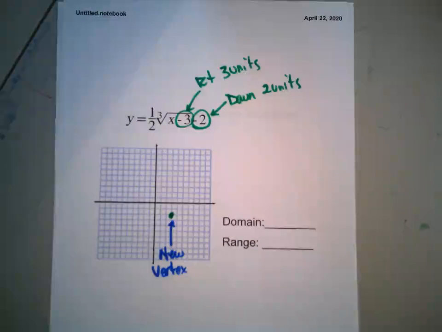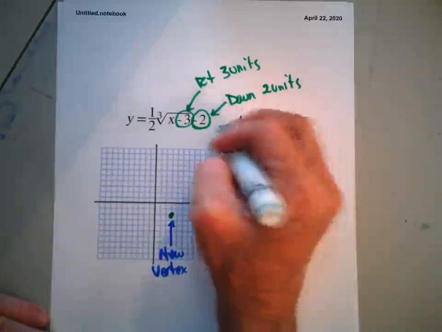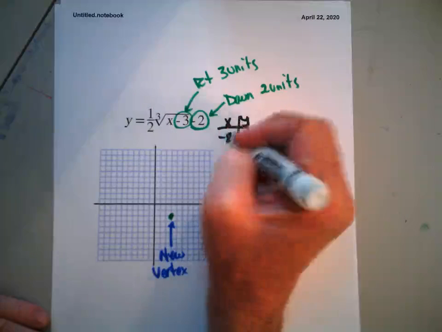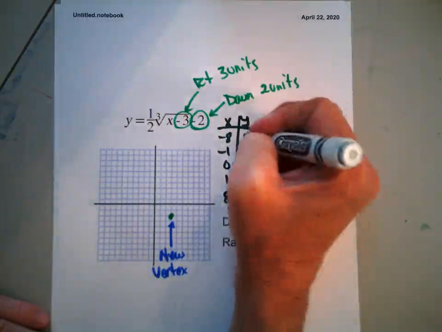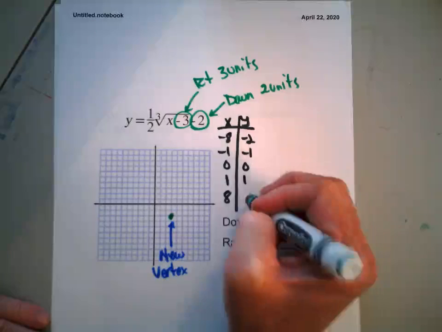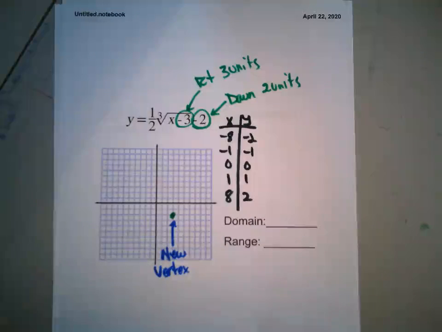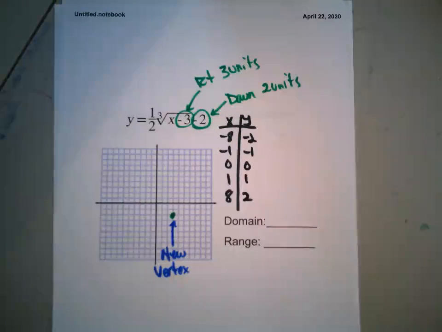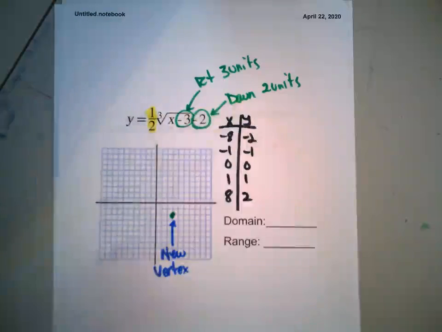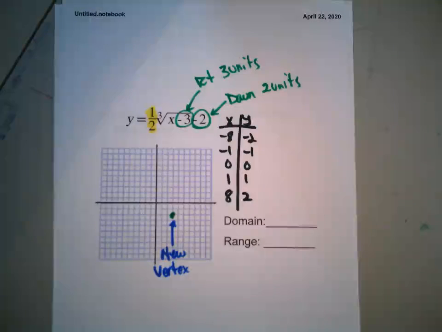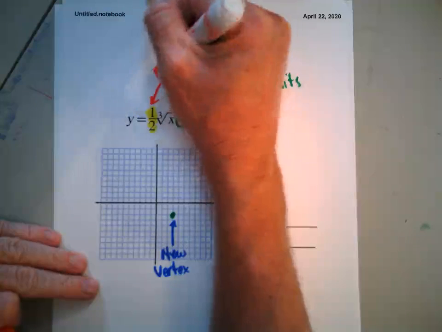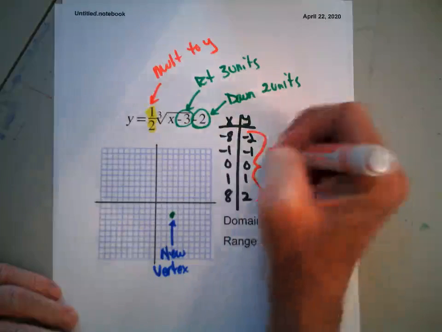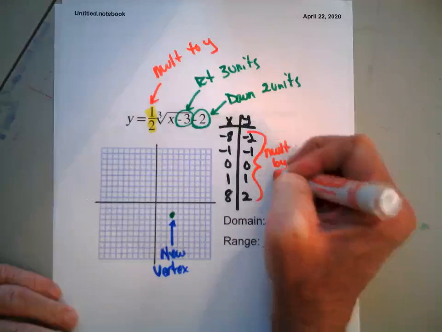Let's come up with a T-chart real quick. Give myself a little bit more room on this right-hand side. I've been squeezing that in on you. Okay, parent function. These are all perfect cubes. These are their cube roots. This time, we have a half in front of the graph. And so we multiply to the y values. So these values are going to get multiplied by a half.